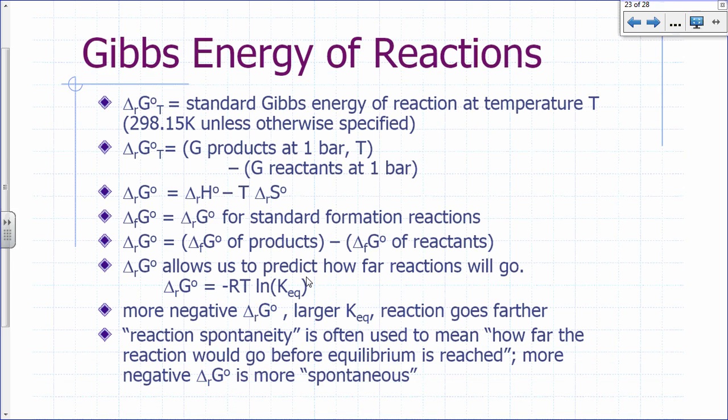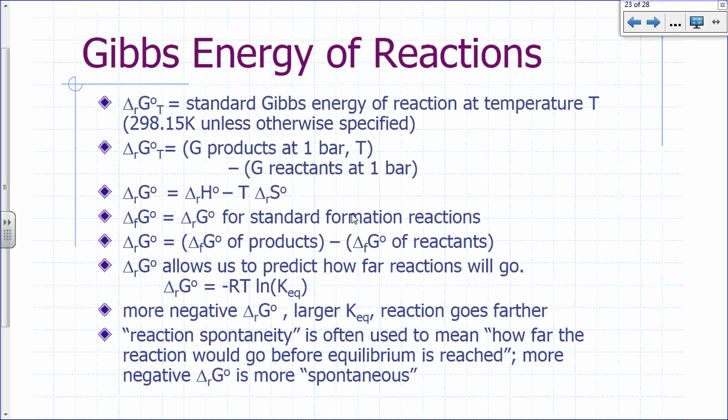Okay. Finally, let's talk about Gibbs energy of reactions. The standard Gibbs energy of a reaction is given by this symbol right here, delta G, with an R subscript to indicate you're dealing with a reaction. The superscript naught indicates 1 bar pressure, standard pressure. And unless otherwise specified, this temperature is 298 Kelvin. If it's not indicated, you assume it's 298.15 Kelvin.